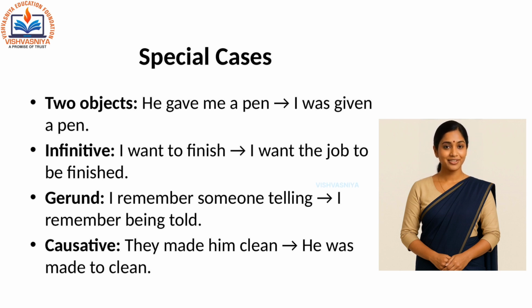Active: I want to finish the job. Passive: I want the job to be finished. Next, we have the gerund passive. Active: I remember someone telling me the story. Passive: I remember being told the story. And finally, the causative passive. Active: they made him clean the room. Passive: he was made to clean the room.